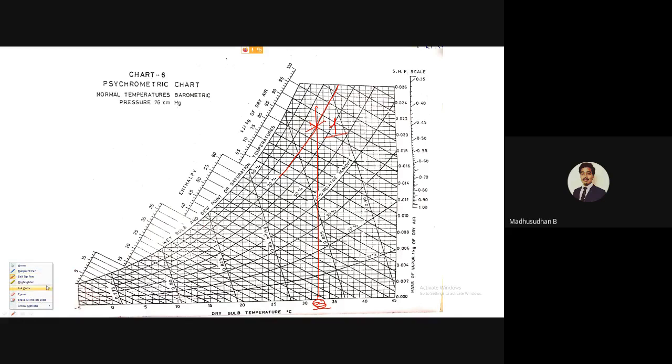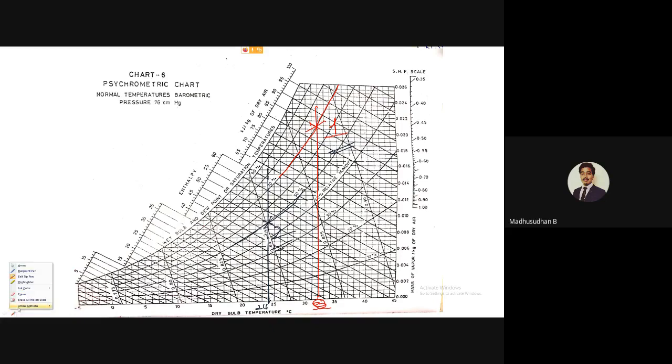Now the comfort condition. I will be marking it now, just changing the ink color. For the comfort condition, he has given 24 degrees Celsius as your DBT. Here is your 24 value, so I will draw a reference line at 24 degrees Celsius like this. Now, what is the phi value? Phi value is 50%. So where is 50%? Here is your 50%. The 50% curve cuts this particular line at this point. So this is your state 2. This is your initial state, and this is your final state.